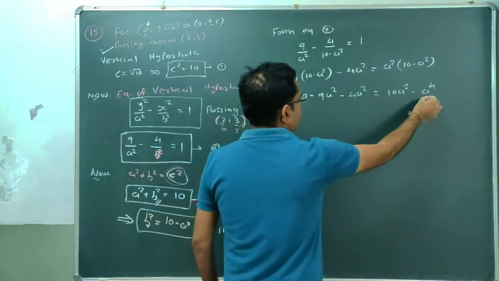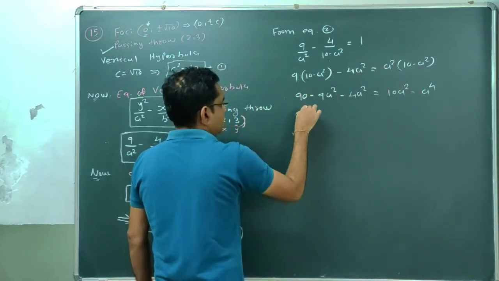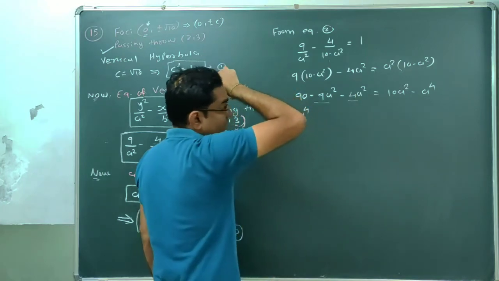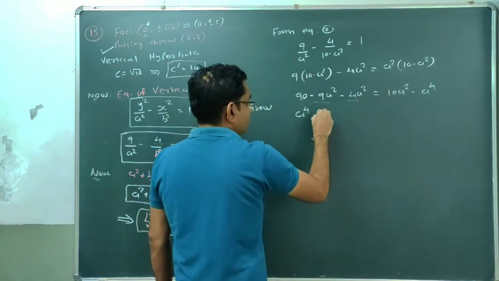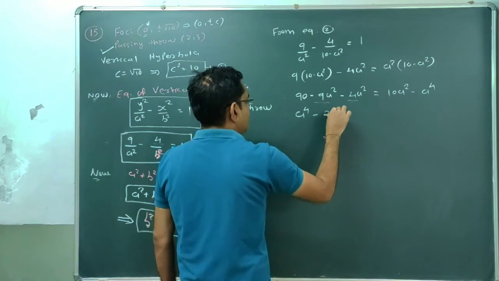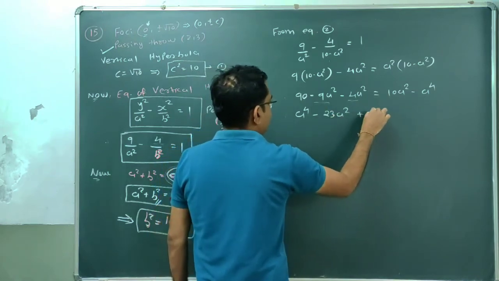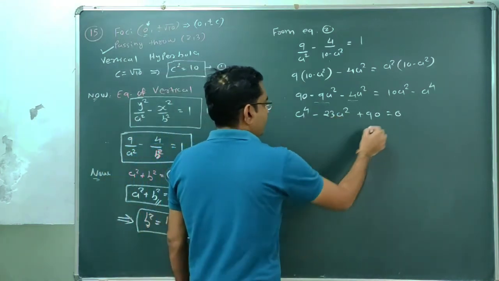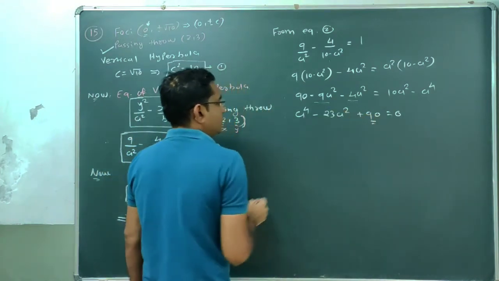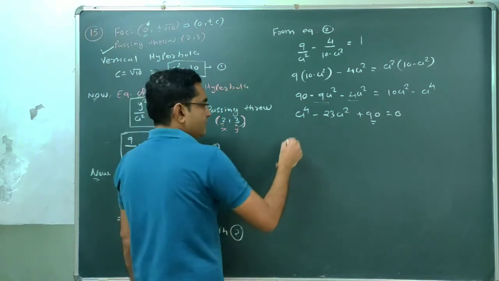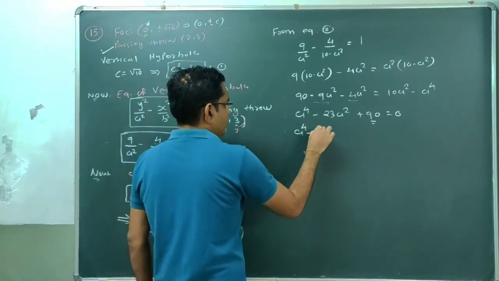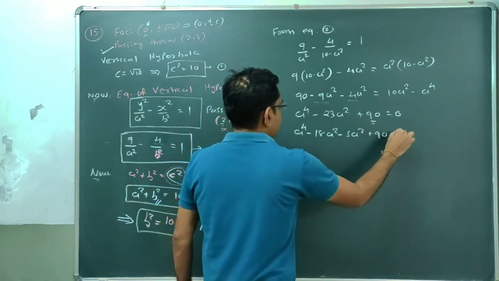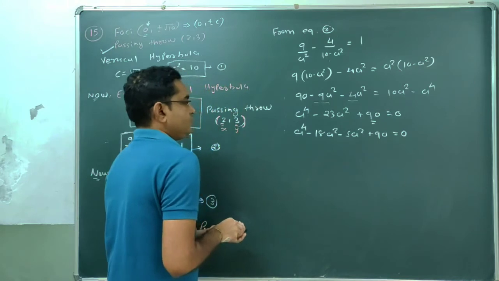Therefore, taking this minus a raised to 4 to the left hand side, it's a raised to 4. This one is minus 9 minus 4 minus 13, minus 13 minus 10, minus 23 a square plus 90 equal to 0. Now this will be a quadratic equation, factors of 90 whose addition is 23. So 18 times 5 is 90. So therefore this one is a raised to 4 minus 18a square minus 5a square plus 90 equal to 0.